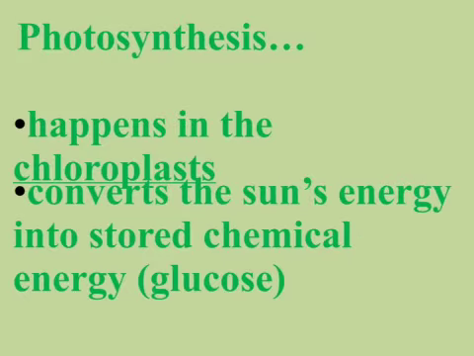So you already know that photosynthesis happens in the chloroplasts. Chloroplasts are the organelles that perform photosynthesis. And what chloroplasts do, you already know, is that they convert the sun's energy into stored chemical energy. And that stored chemical energy is in the form of glucose. And remember that glucose is that good sugar molecule, that C6H12O6 molecule.